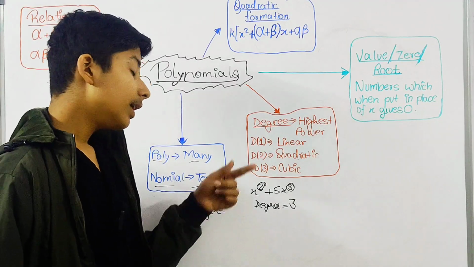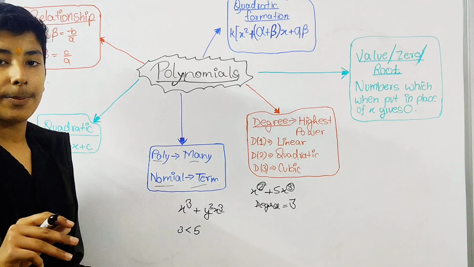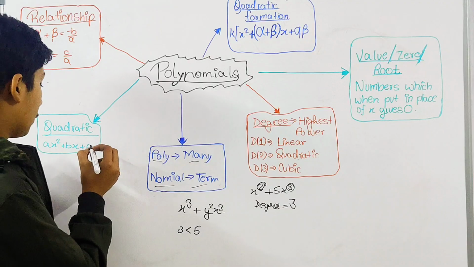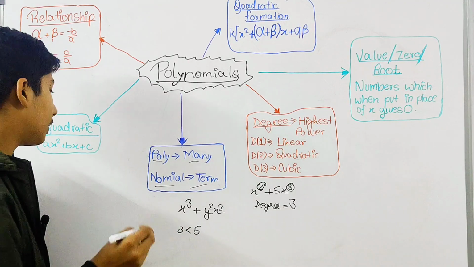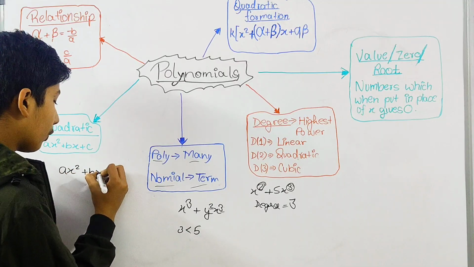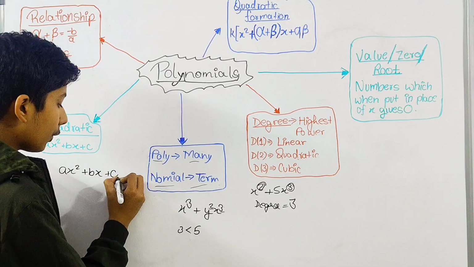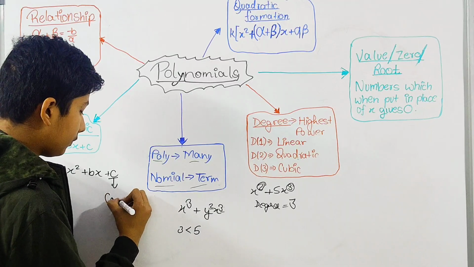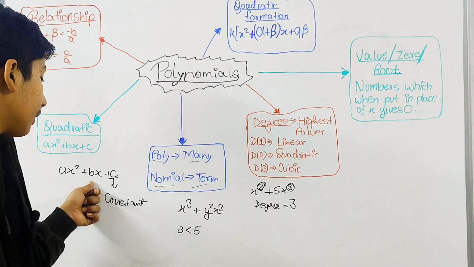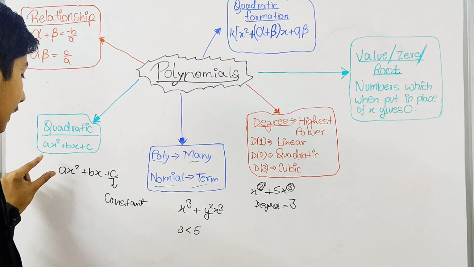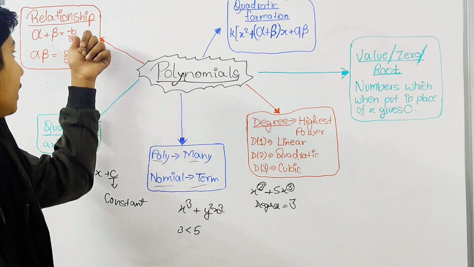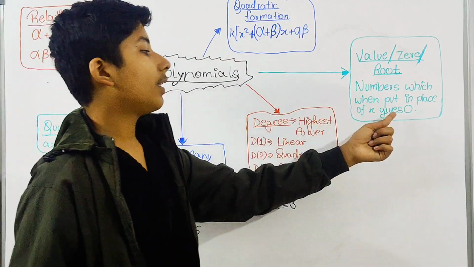I hope you understand. Now, quadratic polynomial. This chapter is totally based on quadratic polynomial. Now, quadratic polynomial. The standard form of quadratic polynomial is this: a into x square plus b into x plus c. Now, c is the constant term and b is the coefficient of x and a is the coefficient of x square.